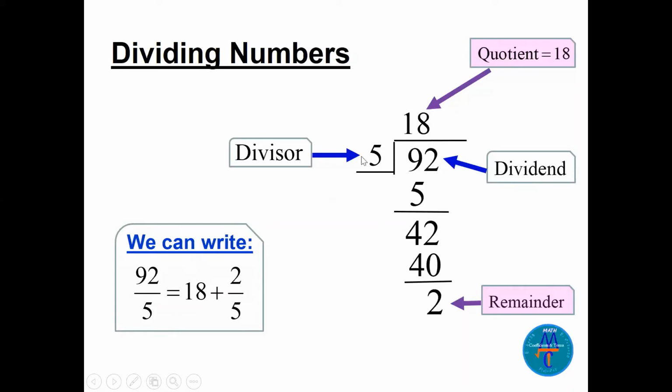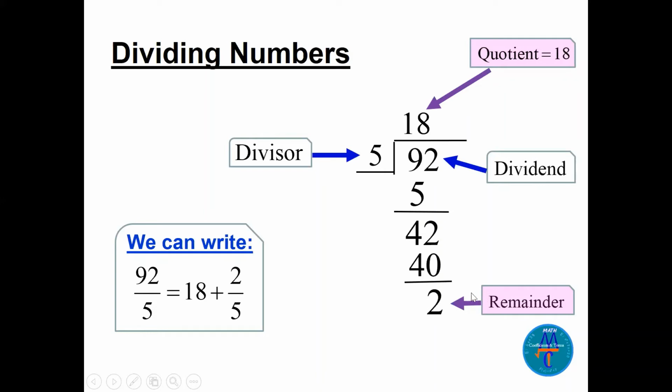So 92, let's divide by 5. I take 9, divide by 5, that's 1. I take the first unit. 1 multiplied by 5 is 5. So 9 minus 5 is 4. Then bring the 2 down. 42 divided by 5 is 8, because 8 times 5 is 40. And subtract, you get 2. So this 2 is less than the 5. We stop here.